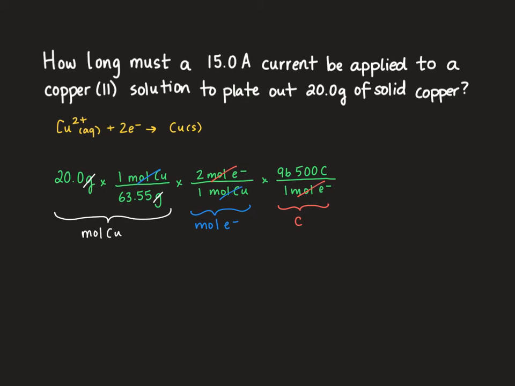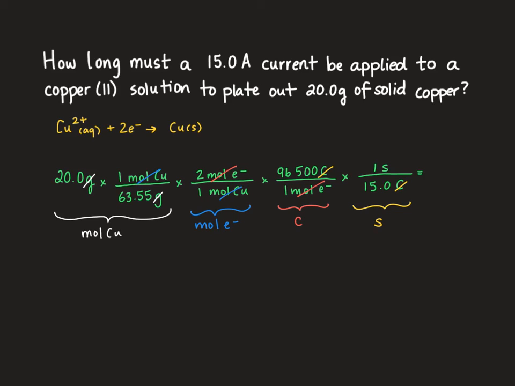We're almost there, so to get to time from this stage, we want to divide by the current, because current is coulombs per second. So if we have 15.0 coulombs in 1 second of time, passing a single point in our reaction, those coulombs will cancel, and we will be left with seconds. So our math here, 20 divided by 63.55 times 2 times 96,500 divided by 15.